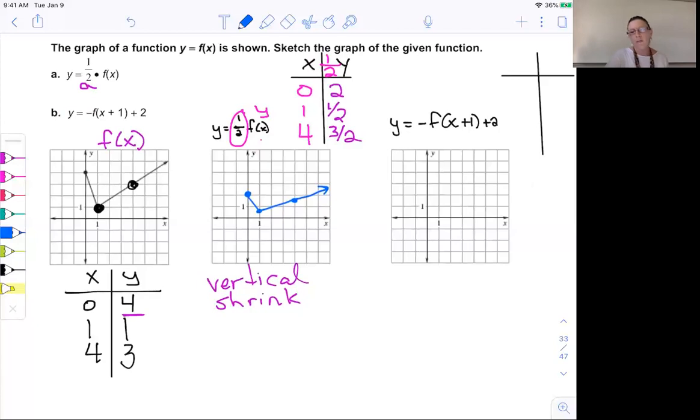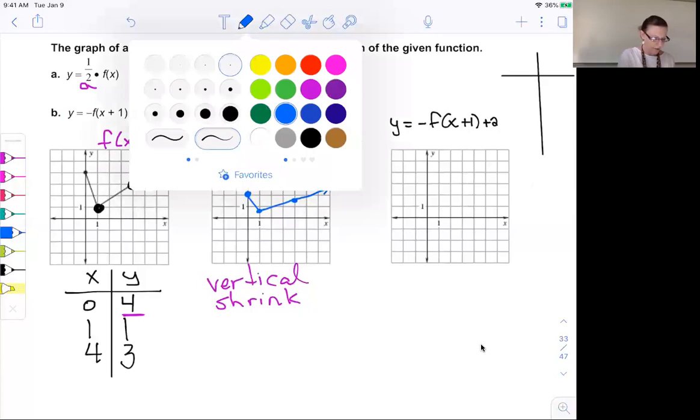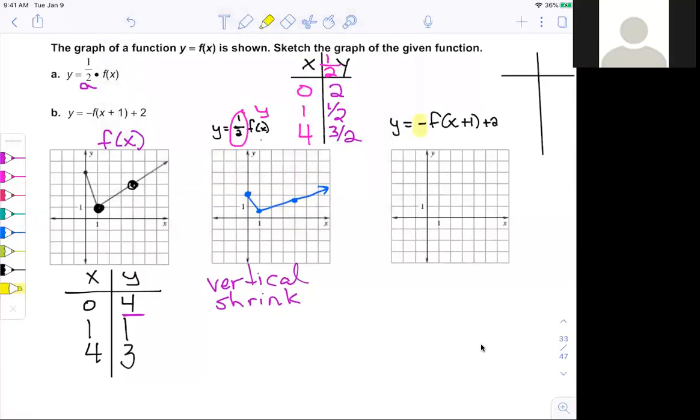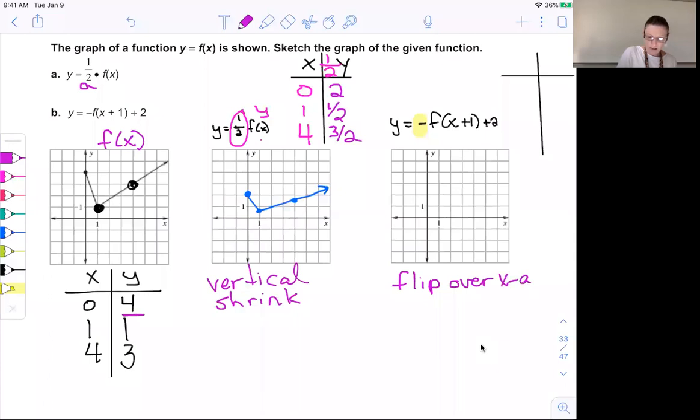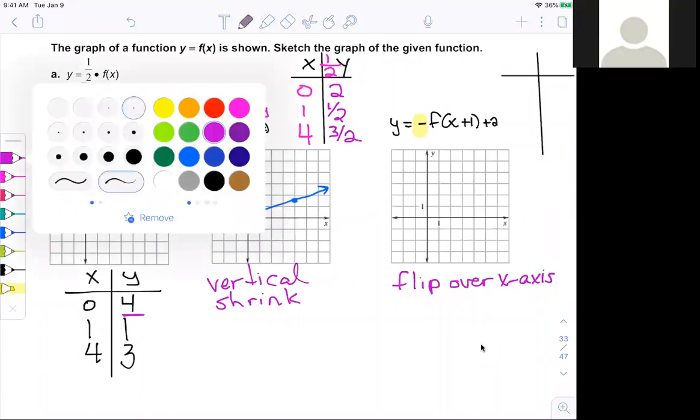Valerio, what would the transformations of this graph be? It would be a shrink. So let's talk about the negative. What does the negative do to the graph? It reflects it, right? So the negative flips the graph over the x-axis. Okay. What else is going on, Valerio, besides that negative sign? Vertical shrink.